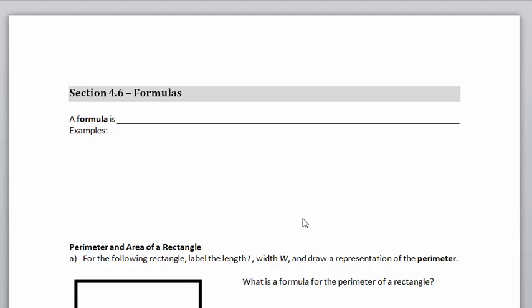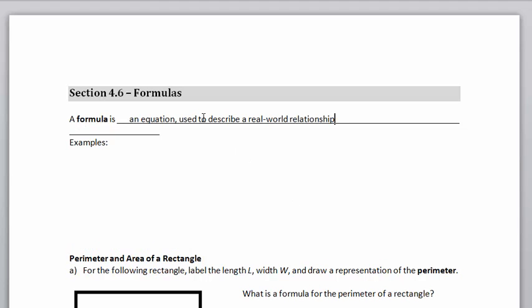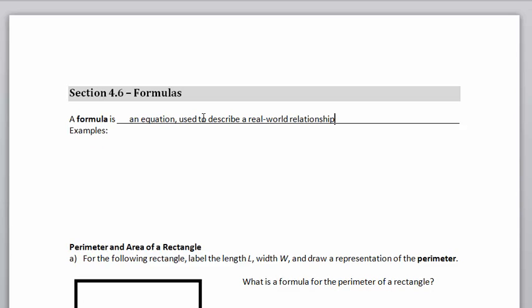Section 4.6 is on formulas. A formula is an equation used to describe a real-world relationship. For example, some common formulas are the formula for area of a rectangle. Area is equal to length times width.